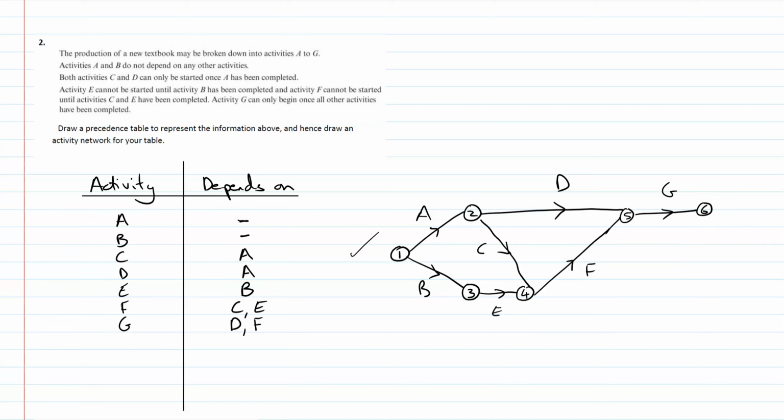And you just do a quick check. A and B don't require anything, that's fine. C and D both require A, that's fine because they're both coming out of A.